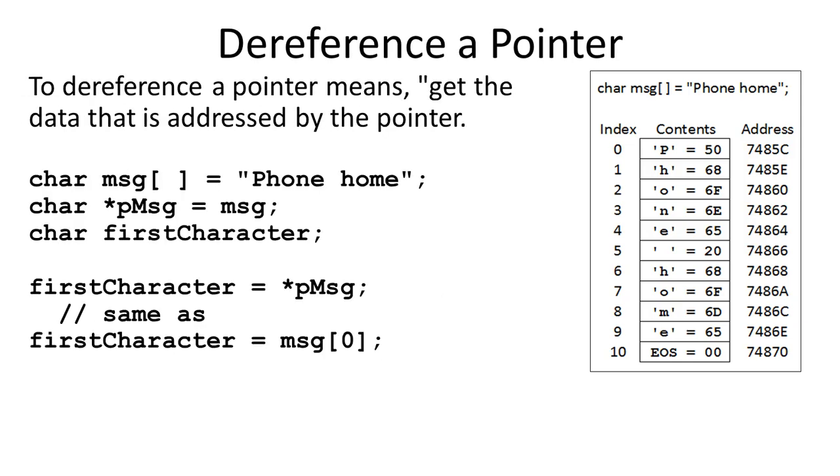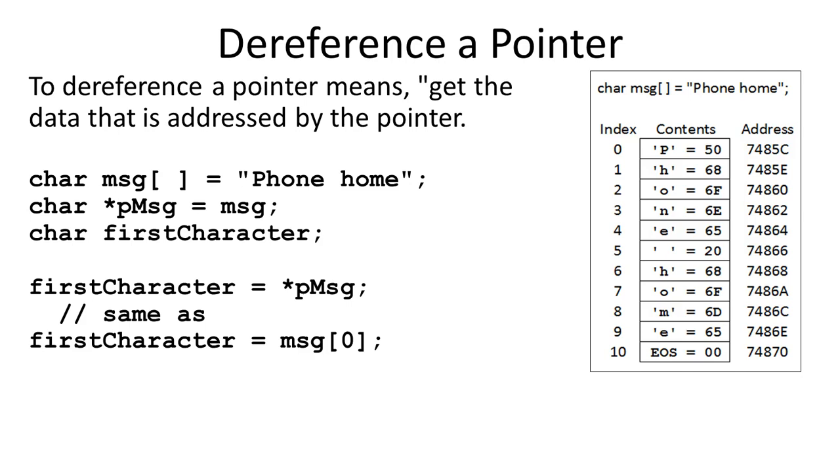To dereference a pointer means get the data that is addressed by the pointer. Character message array equals, quote, phone home, quote, semicolon. Character star P MSG equals MSG. Character first character, just define a character variable here. First character equals star P MSG, semicolon, is the same as first character equals MSG sub 0, semicolon.